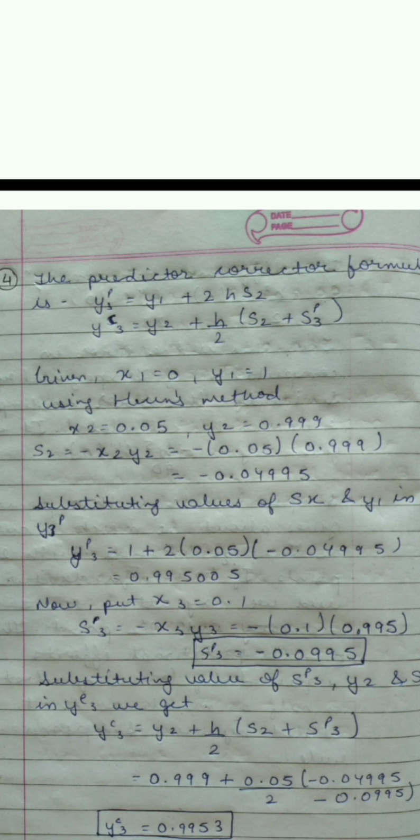0.04995. Substituting the values of x2 and y1 we will get the value 0.99505. Now putting the value of x3 equal to 0.1, s3 is equal to minus 0.0995. Substituting the values of s3, y2 and s2, we will get the value of y3 is equal to 0.9953.